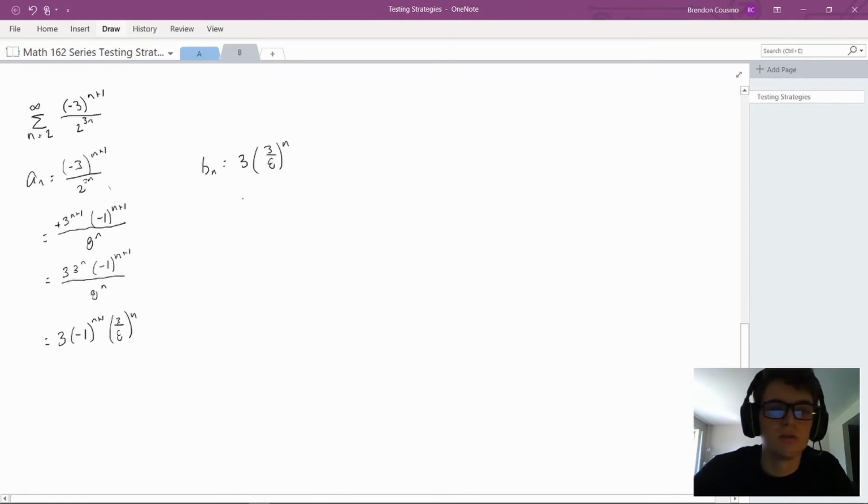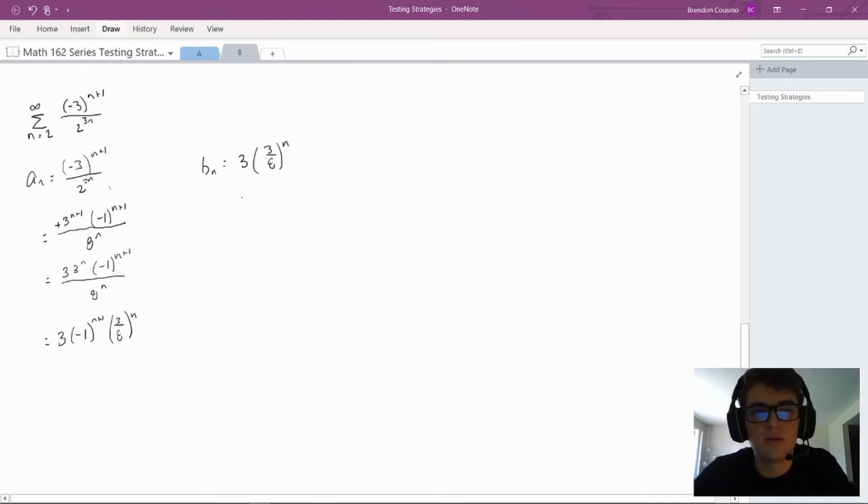Okay, and so there are 2 stipulations for the alternating series test. If b_n is decreasing and the limit as n approaches infinity of b_n is equal to 0, then that tells us that the series converges. Okay, so we're just going to go ahead and check those 2.